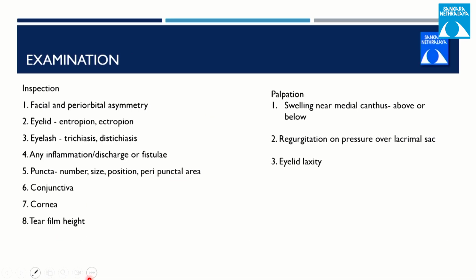Now, examination. On inspection, we should see the facial and periorbital symmetry. The eyelid should be inspected for any entropion or ectropion. Eyelash should be checked for trichiasis or distichiasis. Any inflammation or discharge or fistula. Number, we have to see the puncta to check if the correct number, size, position is there, and how the peripunctal area is. The conjunctiva, cornea and tear film height should be seen.